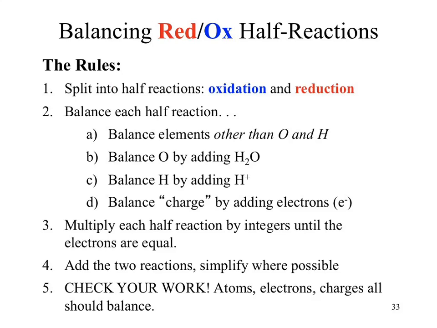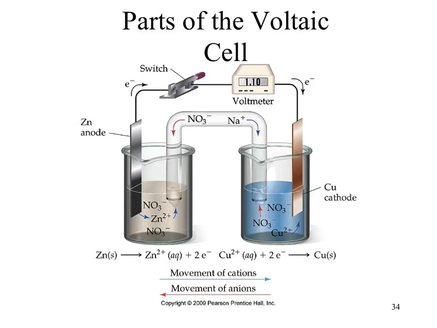That's going to require multiplying by different integers. Add everything up, simplify where you can, and then check your work. Remember, atoms must balance across the reaction. Electrons must balance across the reaction, and your charge must balance. If any one of those is wrong, what does that mean about your answer? It's also wrong. Okay? I'm pretty sure I'm not going to be able to get up through all of this.